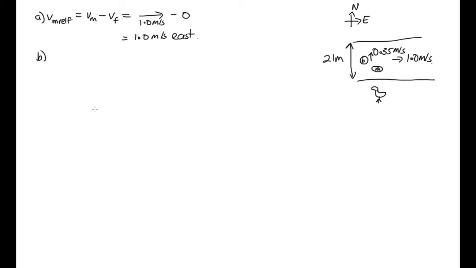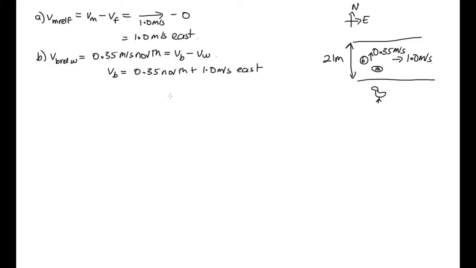Okay, now in the next part it says, what is the velocities of the babies relative to the father? Okay, so we're given the velocity of the babies relative to the water. So the velocity of the babies relative to water is equal to 0.35 meters per second north. And that's equal to the velocities of the babies minus the velocities of the water. So now we can get the velocities of the babies. This is equal to 0.35 north plus the velocity of the water, and the water is going 1 meters per second east. So we can draw a diagram to show this.